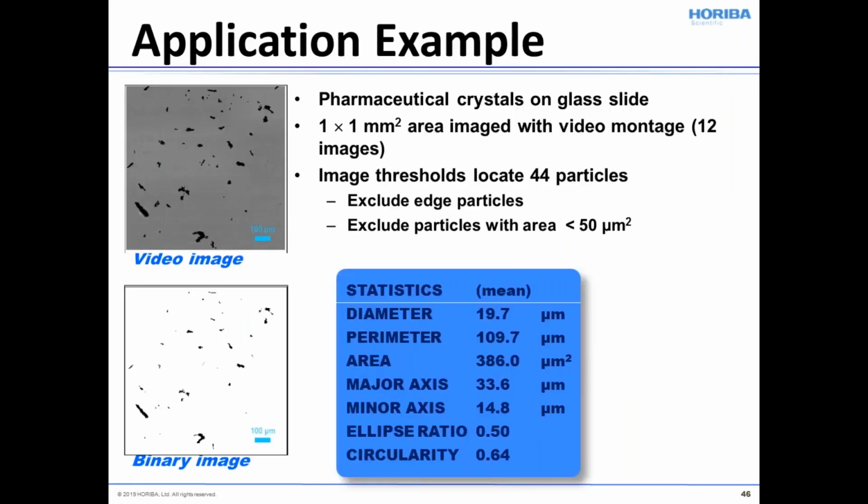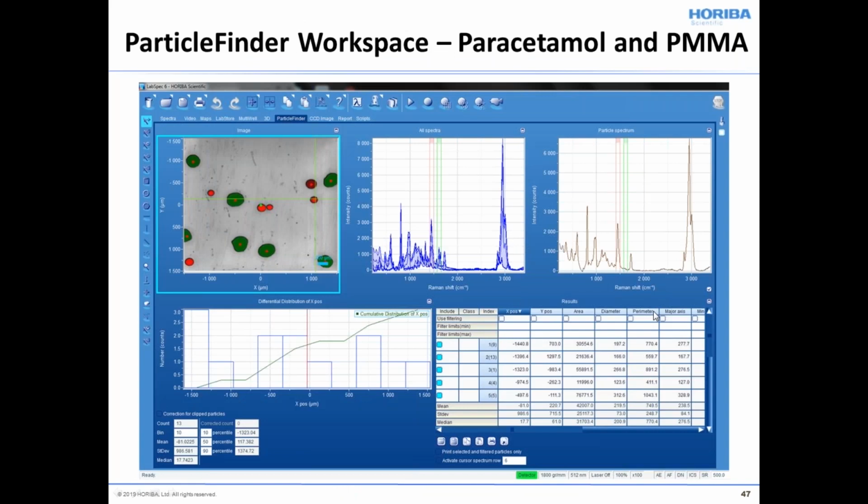And so, again, for the video imaging portion, you get the following kinds of statistics. These happen to be just pharmaceutical crystals on a glass slide. And you see here that edge particles were excluded, as also particles with greater than 50 square micrometers. And so we end up with these following types of statistics. That's based on the imaging portion.